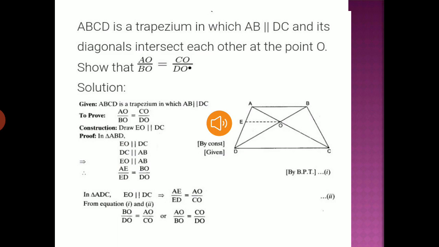From equations 1 and 2, BO by DO is equal to AO by CO. Then cross multiply, because in the given proof, AO by BO is there. So, cross multiply that. BO you take to the RHS and CO you take to the LHS. AO by BO is equal to CO by DO, and proved.